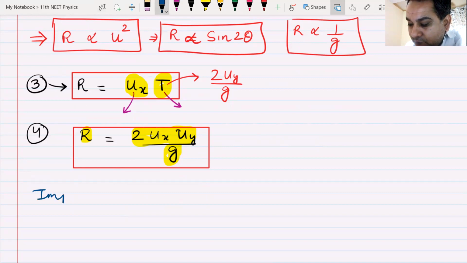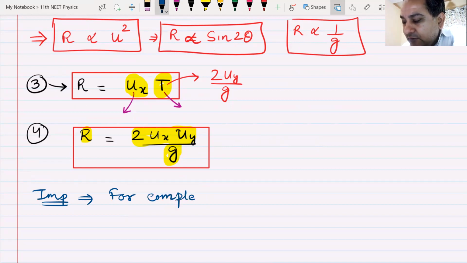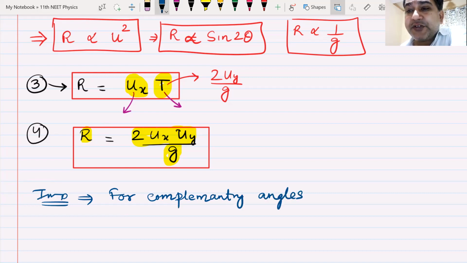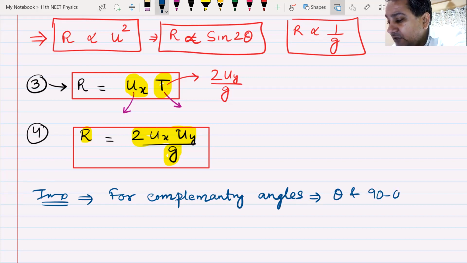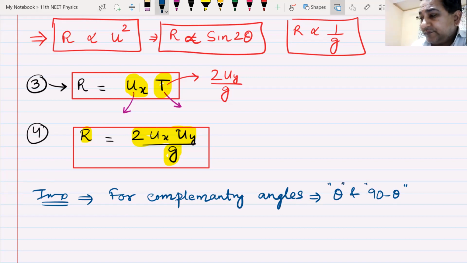Important point again. For complementary angles, again we did complementary angles in time of flight. What do you mean by complementary angles? If one angle is theta, the other angle becomes 90 minus theta. Do we understand this?